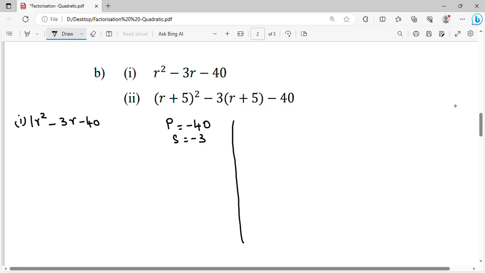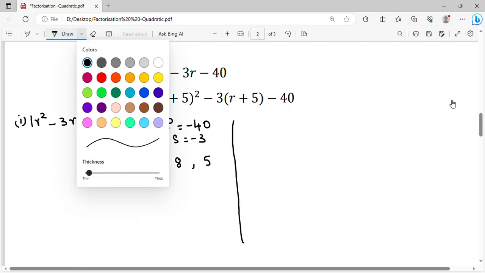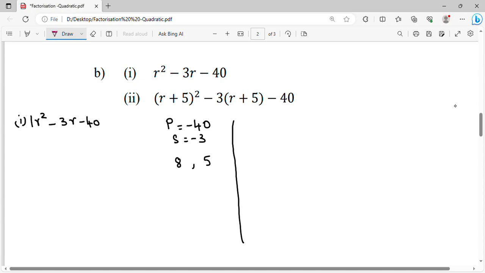So what are the two numbers that when you multiply you get negative 40? I know I can get the factors 8 and 5, but you need to be very careful in attaching the signs. I need a negative 3, so this should be negative and this should be positive. Alright, so minus 8 times 5 is negative 40, minus 8 plus 5 is minus 3. And your job is done. So now I'm going to split up minus 3r as minus 8r plus 5r. Is that okay? So that is the main step: r squared minus 8r plus 5r, and you have the minus 40.